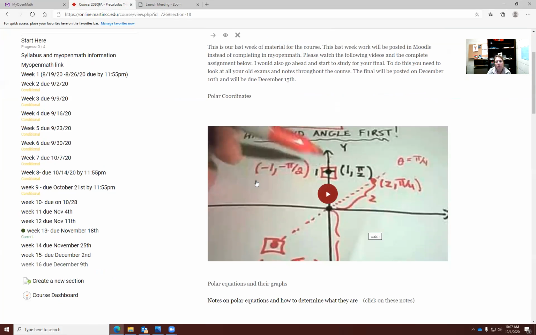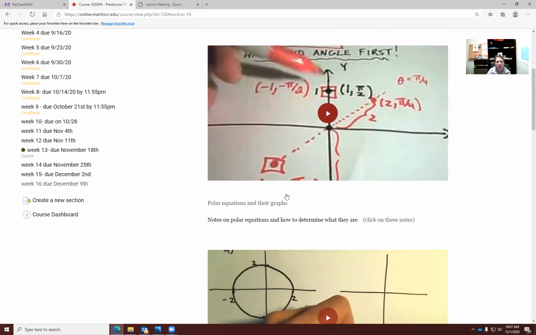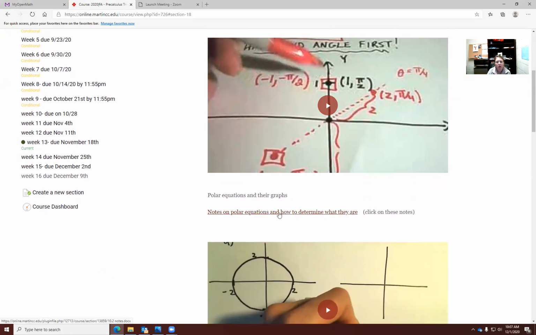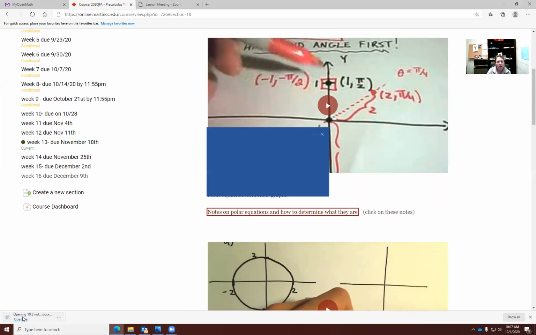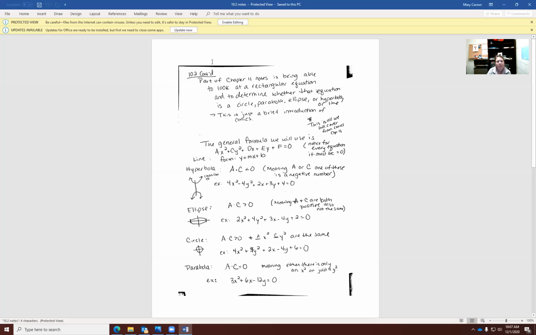So the first video I want you guys to watch is the polar coordinates. This is a really good video on how to graph polar coordinates, how to go from a polar to a rectangular coordinate. And then here are a few notes on polar equations. And this is a part of the big book, if you did buy it, that I told you guys you didn't have to. In chapter 11, there's some key information on how to use the general formula to determine whether something is a line, a hyperbola, an ellipse, a circle, or a parabola.